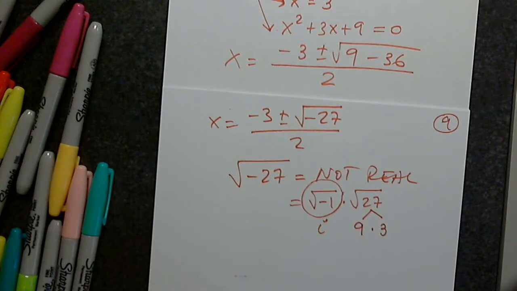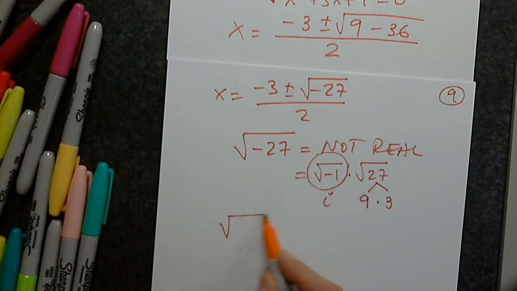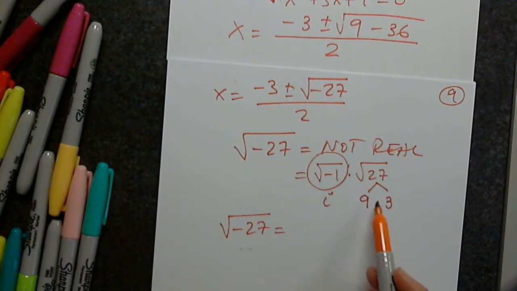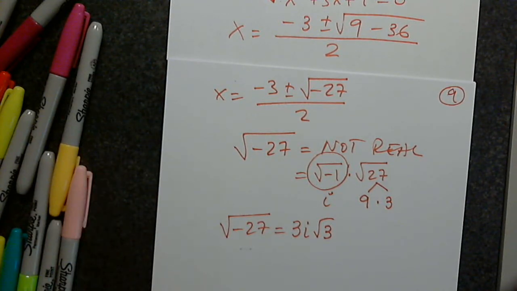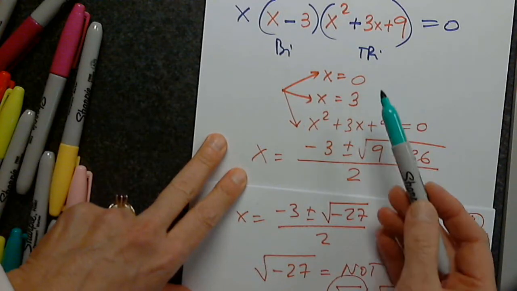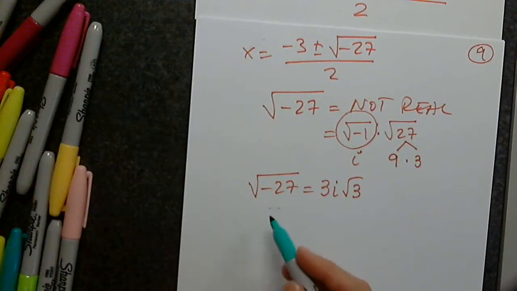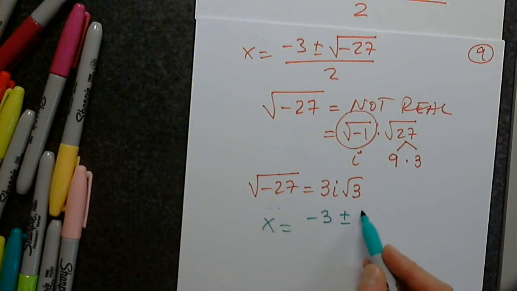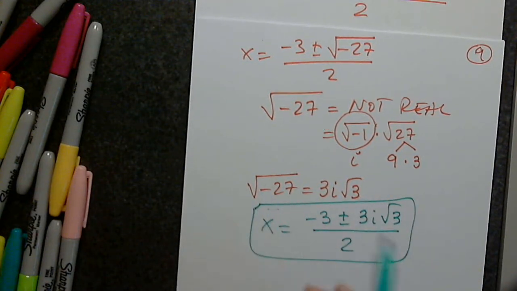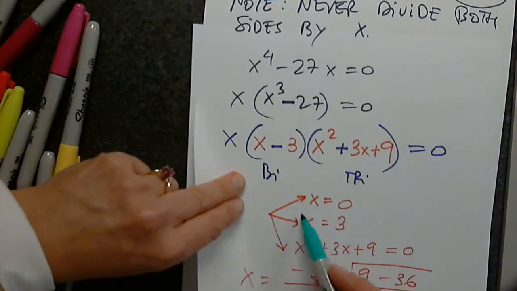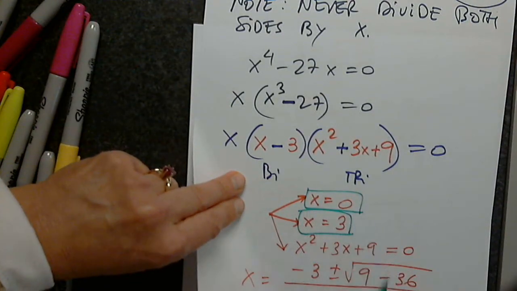Why? Because 9 is a perfect square and 3 is not. So the square root of -27 will be the square root of 9, which is 3, times i, times the square root of 3. And now we have indeed how many solutions? 4. Here they are: 0, 3, and the other 2 are x equals (-3 plus or minus 3i square root of 3) over 2. These are 2 solutions. This is one, and this is another.